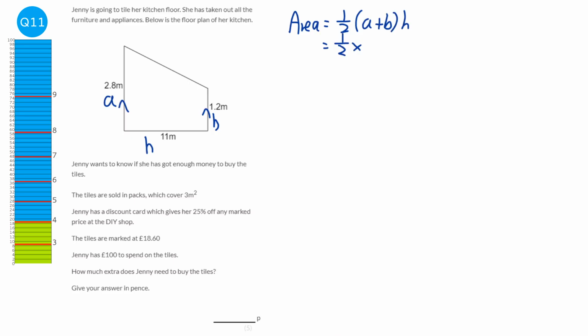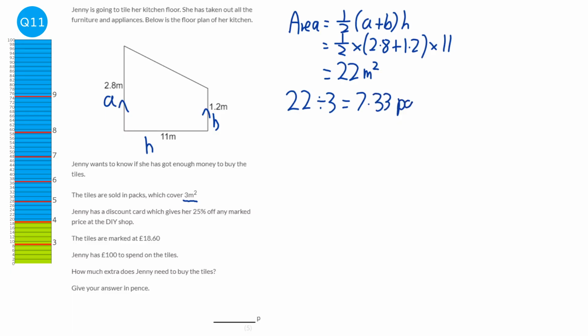So half times 2.8 plus 1.2 times 11. And when we do that, we get 22. So the area of the floor is 22 meters squared. And it says here that the tiles are sold in packs which cover 3 meters squared. So if each pack covers 3 meters squared, we're going to do 22 divided by 3, which will be 7.33 packs that we need.